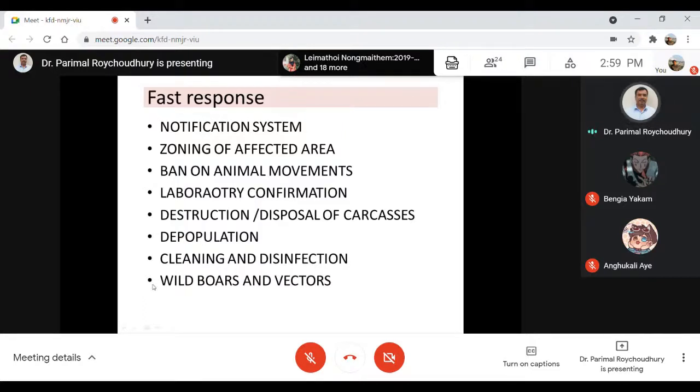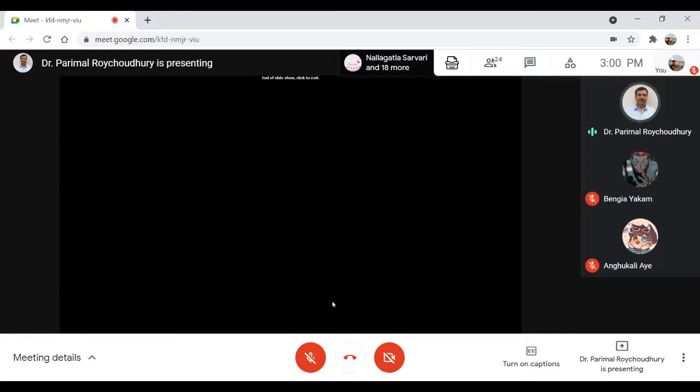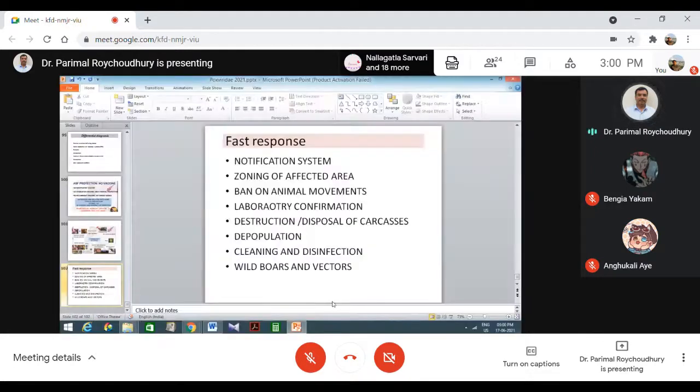And a study is needed on wild boars as infectors. Probably at present, wild boars are not very exposed, but in the near future, there is definitely a probability that the wild boars and the vectors may get the virus. So this is about African swine fever.